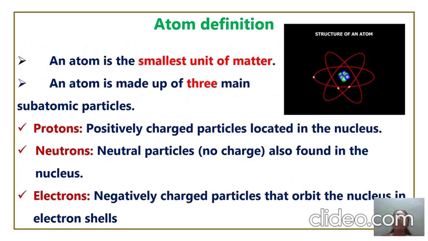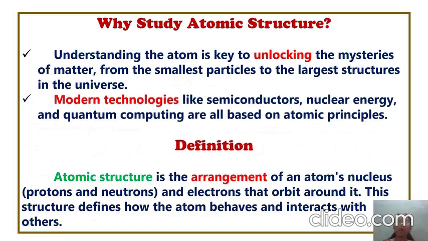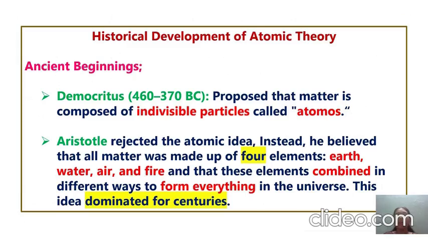Now, how can you define an atom? As we all know, an atom is the smallest unit of matter. It is made up of protons, neutrons, and electrons. Now, let's get into the atomic structure. Atomic structure is nothing but the arrangement of the nucleus and the electrons orbiting around it. Now, let's see the historical development of atomic theory.